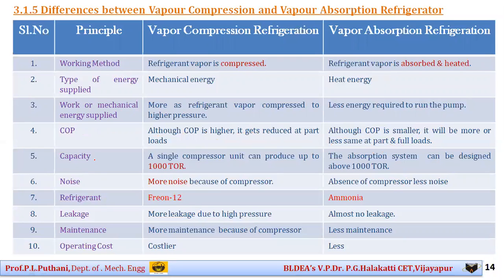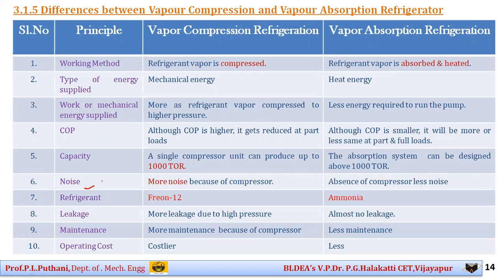Then coming on to capacity, students. In the VCR, one single compressor unit can produce up to 1000 tons of refrigeration. Whereas in a VAR, we don't have a compressor, but the absorption system is designed in such a fashion that it can work above 1000 tons of refrigeration also.